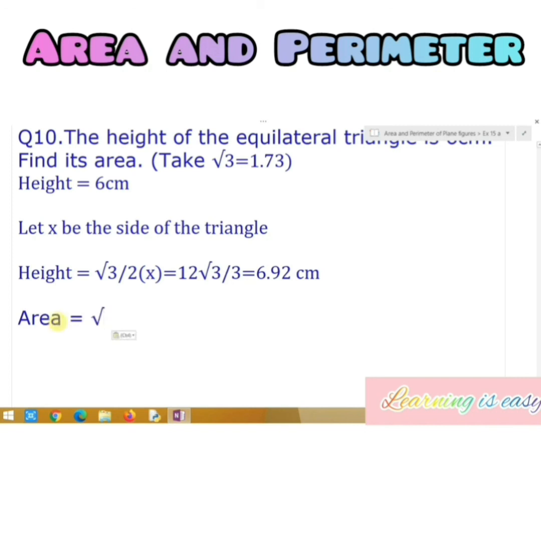So with this, we can get the area for the equilateral triangle. That's going to be square root of 3 by 4 into side into side. So the area of this given equilateral triangle is 20.76 centimeter square.